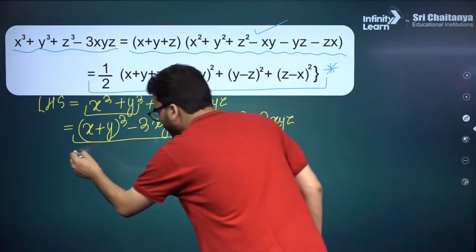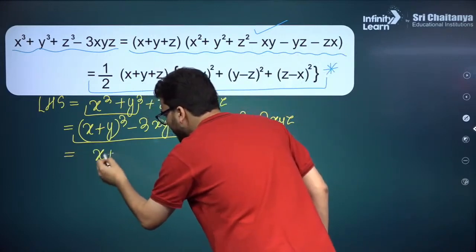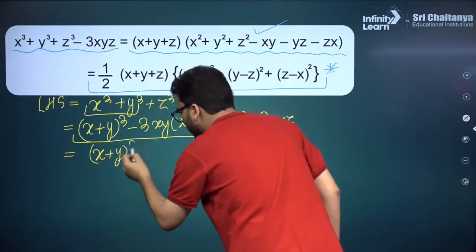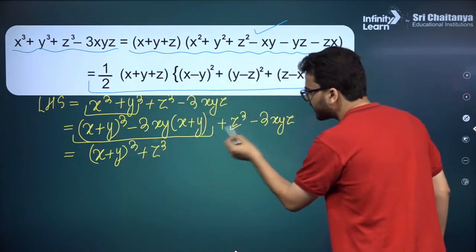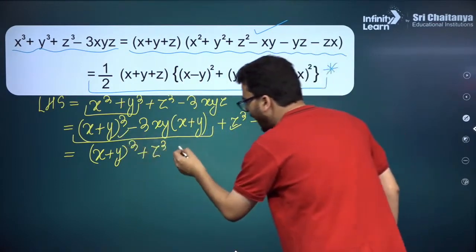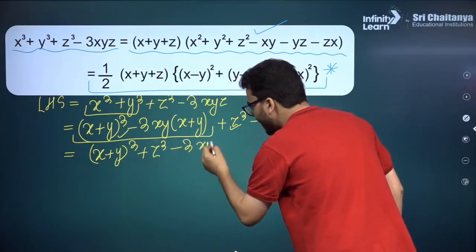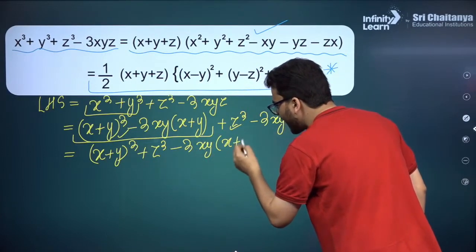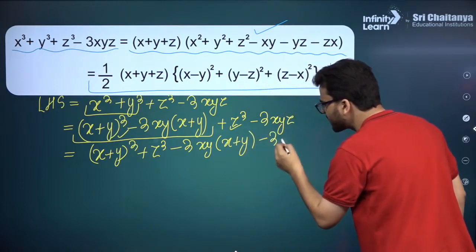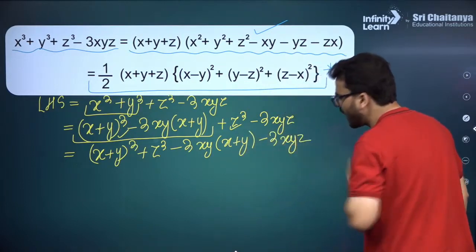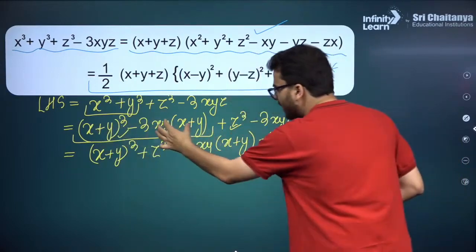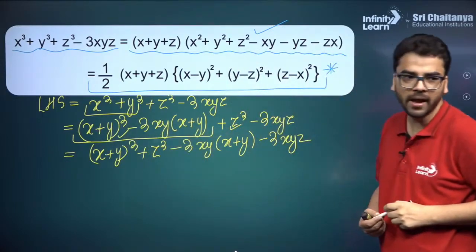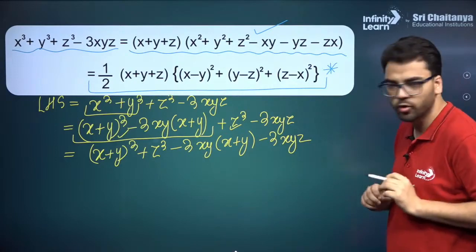Now we just need to rearrange. Can I write it once again like this? (x plus y) the whole cube plus z cube. I can just take this and this in the same group, and then I can write minus 3xy into (x plus y) and minus 3xyz as it is. I hope it is clear. We are taking this and this in the same group, and this in the same group. I hope this thing is clear to every student over here.